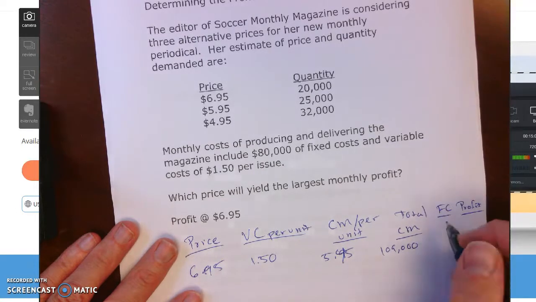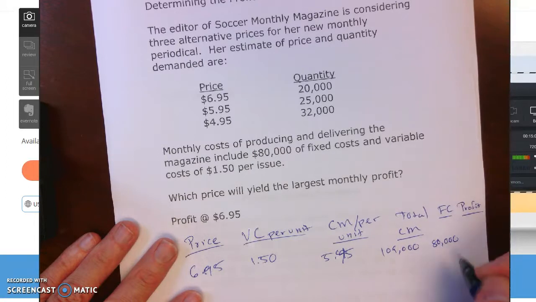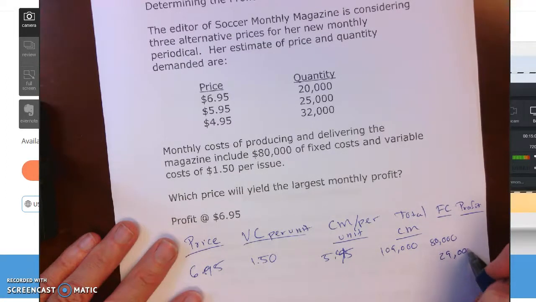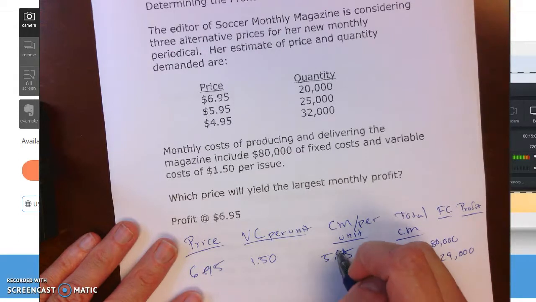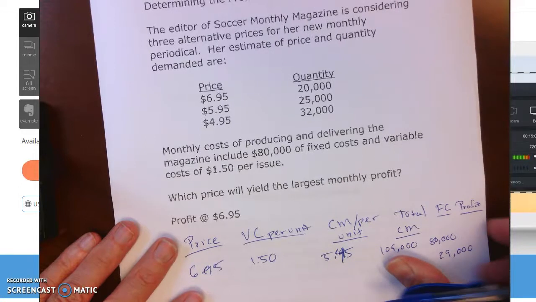We subtract out our fixed costs, which are given to us at $80,000, and then that gives us our profit of $29,000. Okay, and that's $5.45. Sorry, I wrote over that. It's kind of hard to see.